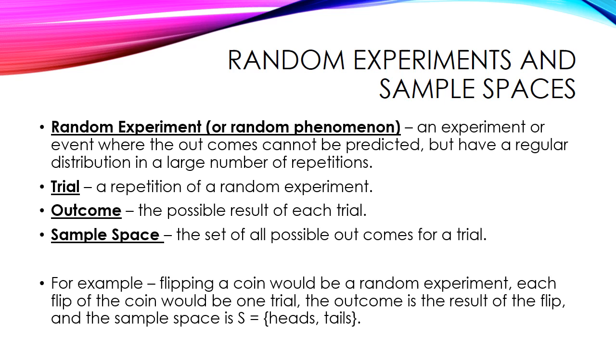And here it is spelled out for you. Flipping a coin would be a random experiment. Each flip is a trial. The outcome is the result of the flip, and the sample space is heads, tails. Notice how we write the sample space. We write it as a set using the braces, putting a comma in between each item.